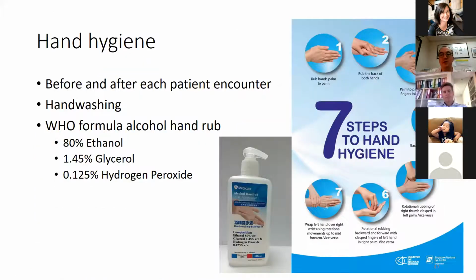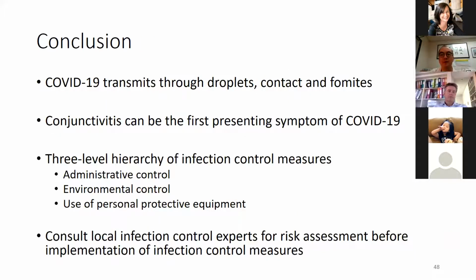Remember the 7 steps of hand hygiene, either with normal hand washing with soap or alcohol hand rub, before and after each patient encounter. In conclusion, COVID-19 is transmitted via droplets, contact, and fomites. It is important to remember conjunctivitis can be the first presenting symptom. The use of the 3-level hierarchy approach can provide a good framework for infection control. As there is variation of clinical settings, I encourage you to consult your local infection control experts before you implement infection control measures.